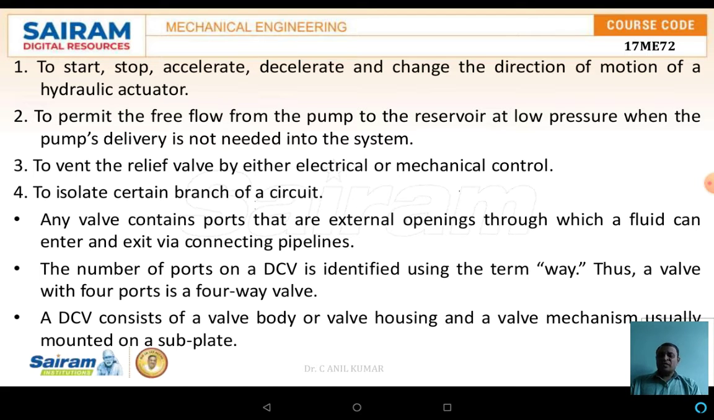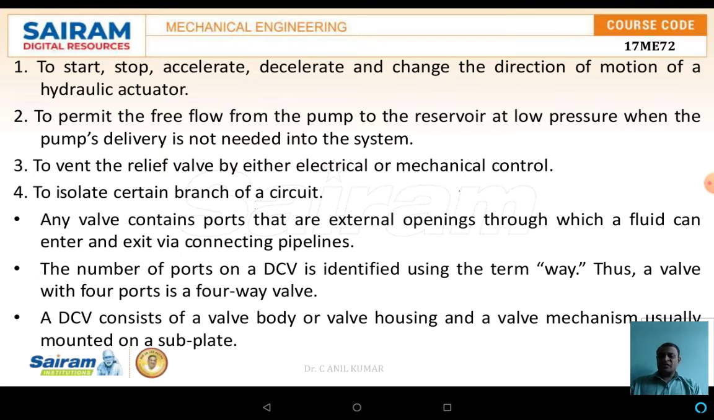Any valve contains ports for external openings through which the fluid can enter as well as exit via connecting pipes. Normally we call these hoses. Even here, the pressure maintained between the exit and the inlet may be the same or may vary, depending upon the type of application and the type of flow. The number of ports in DC valves is identified with the term ways. Thus a valve with four ports is called a four-way valve.